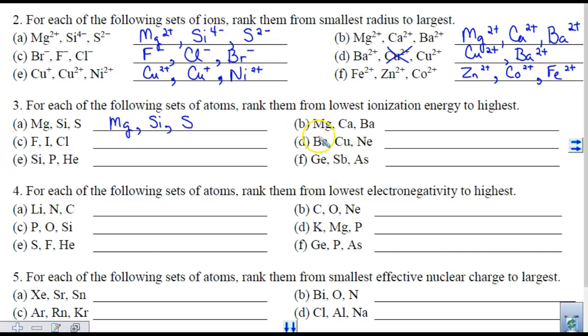For question B, we're looking at elements that are all in group 2. Ionization energy decreases as you go down the group because that increase in size is also coupled with a decrease in attractive force. So barium is going to have the lowest, and then working our way back up, magnesium will have the highest.